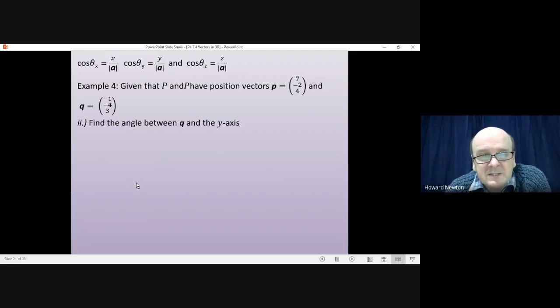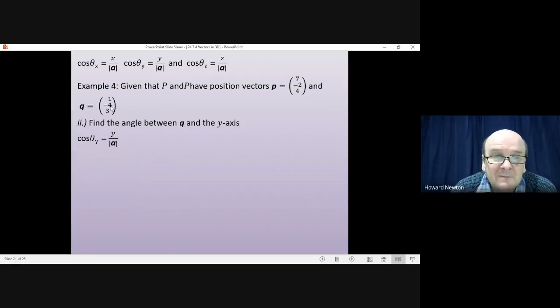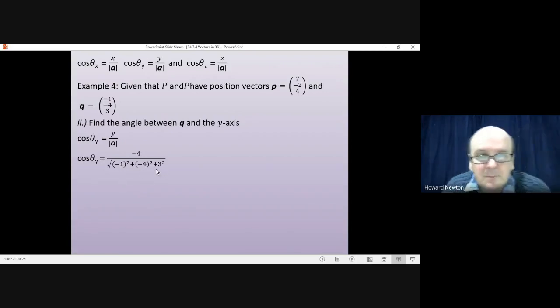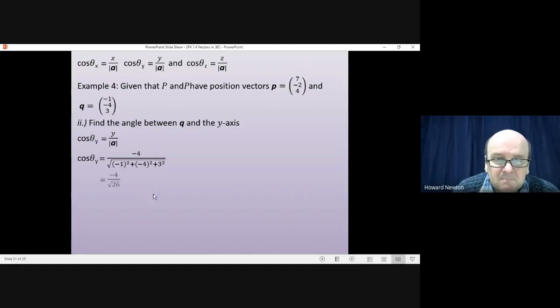Part 2, we do exactly the same thing, but this time with the y-axis. So the angle between Q and the y-axis, we'll need the y value from Q, which is -4, divided by the magnitude of the vector Q, which is (-1) squared plus (-4) squared plus 3 squared, square rooted, which gives us -4 over root 26, which means that the angle between the vector and the y-axis is 141.7 degrees. There's no problem with the angle being greater than 90.